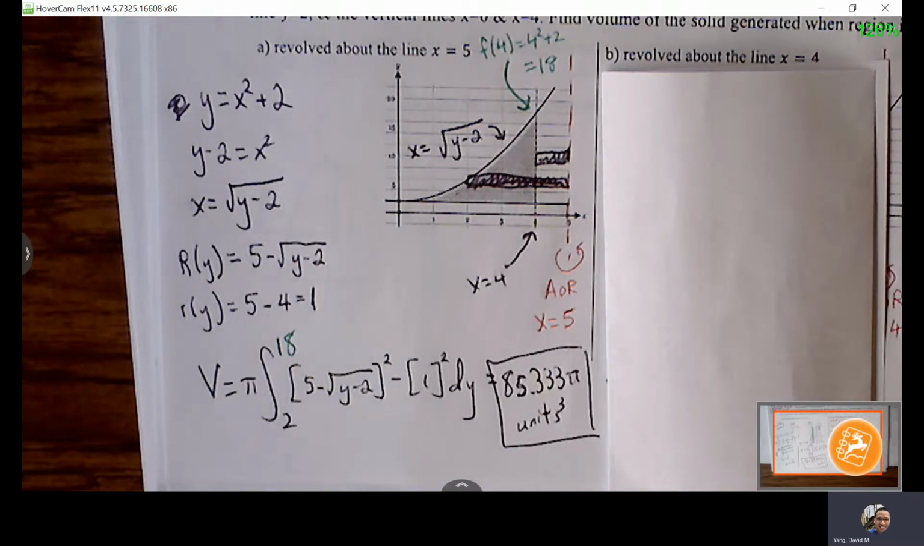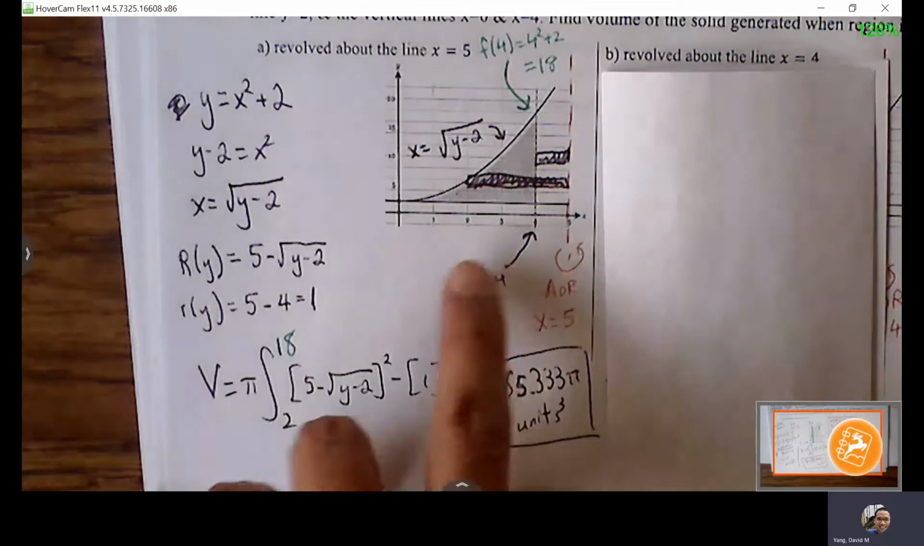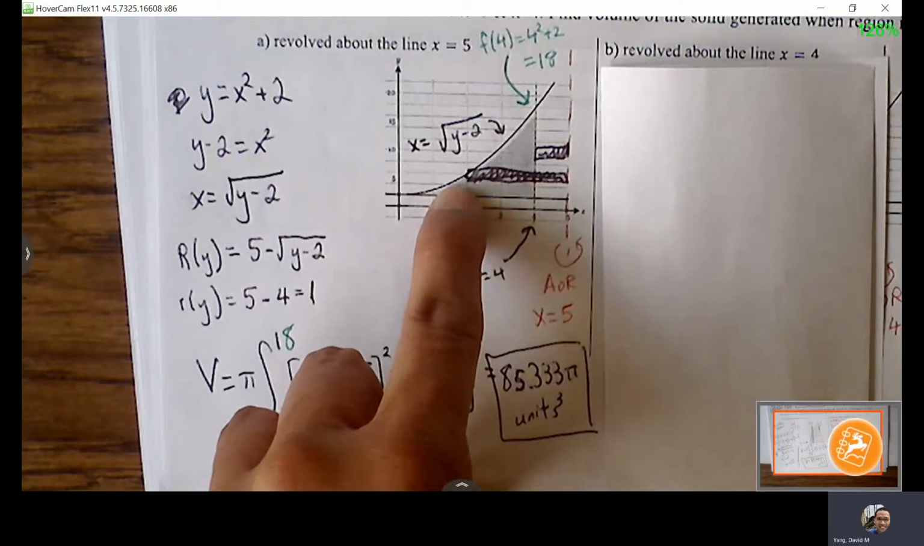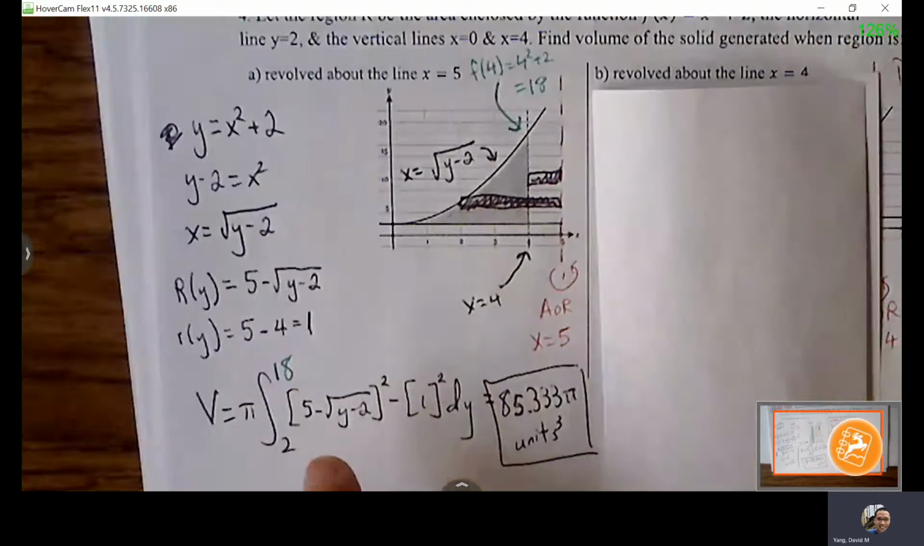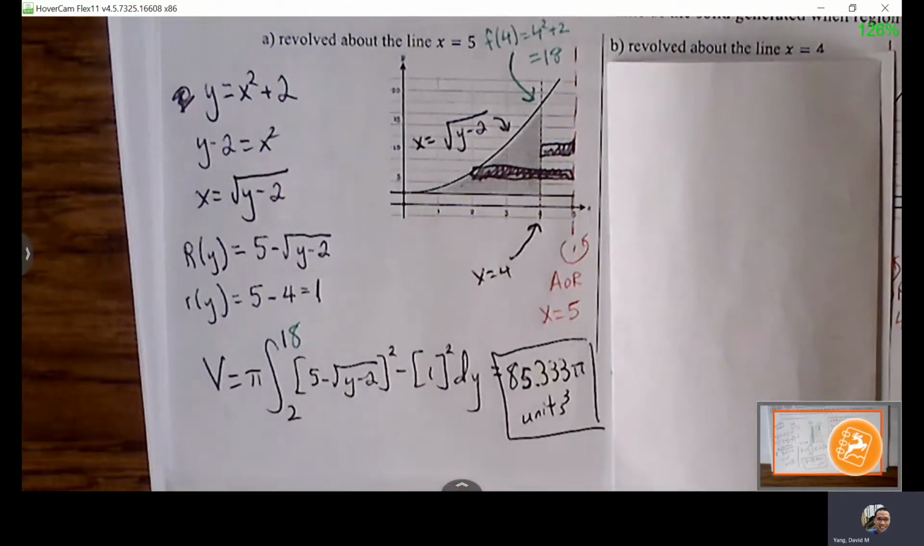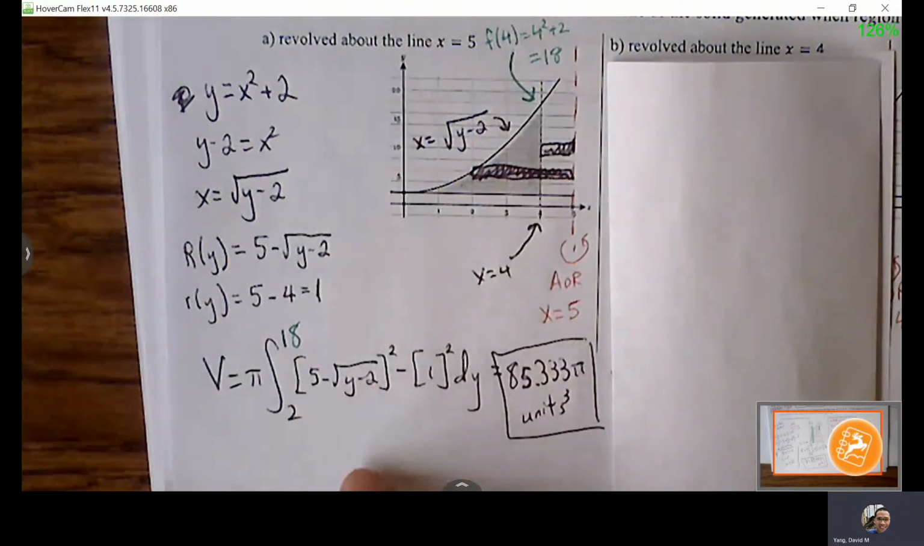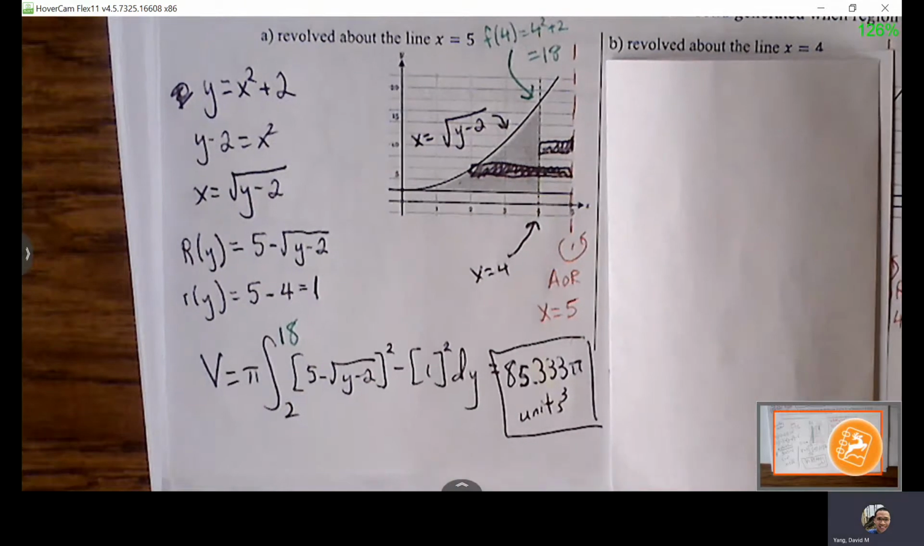And then the other boundary is the x equals 4. So then we do right minus left for big R. Right endpoint is sitting at the 5. Left endpoint is sitting at the square root. So it's 5 minus square root of y minus 2. And little r is right minus left, so 5 minus 4, which is 1. And then we're stacking these circular rings from the lowest to the highest y value of the shaded region.